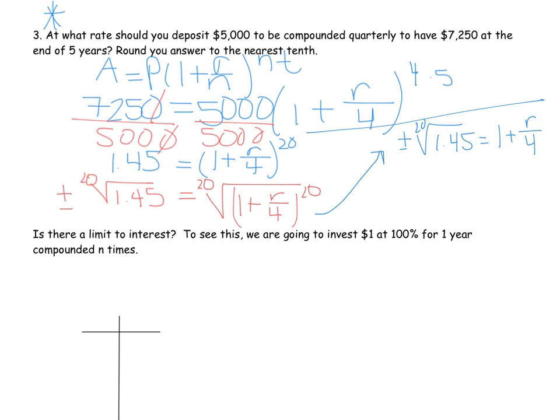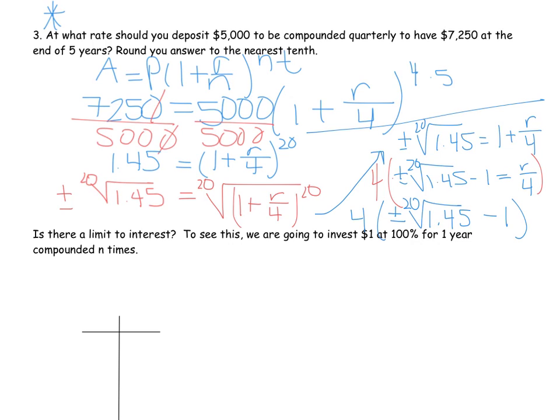Almost there. Now I'm going to go ahead and subtract 1. So I'll have plus or minus the 20th root of 1.45 minus 1 equals r over 4. And then finally, to get r by itself, I'm going to multiply both sides by the 4. And I will have 4 times the quantity of plus or minus the 20th root of 1.45 minus 1. That minus 1 is not under the root.